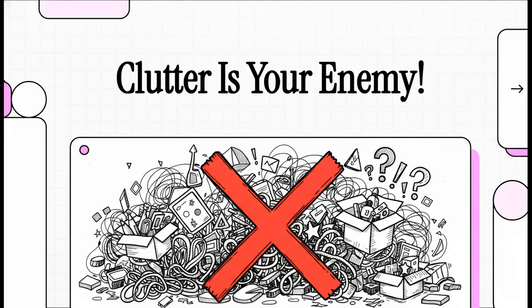Hey everyone, and welcome. Today, we're going head to head with the number one enemy of clear visual communication. It's this hidden saboteur that just drains your audience's energy and totally tanks your message. Yep, we're talking about clutter. All right, let's get into it.